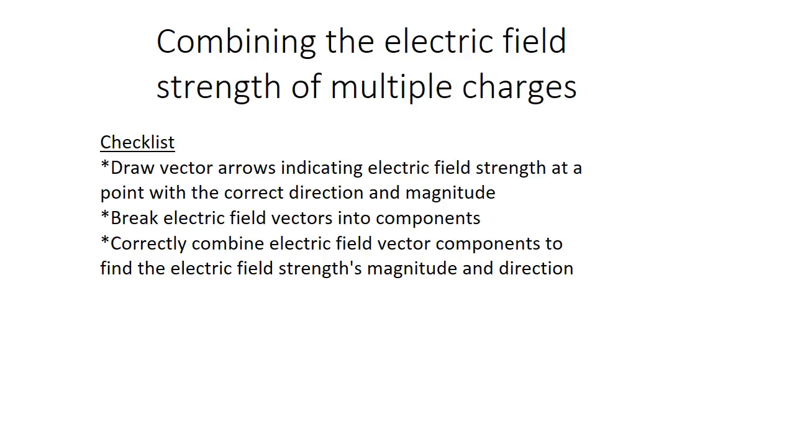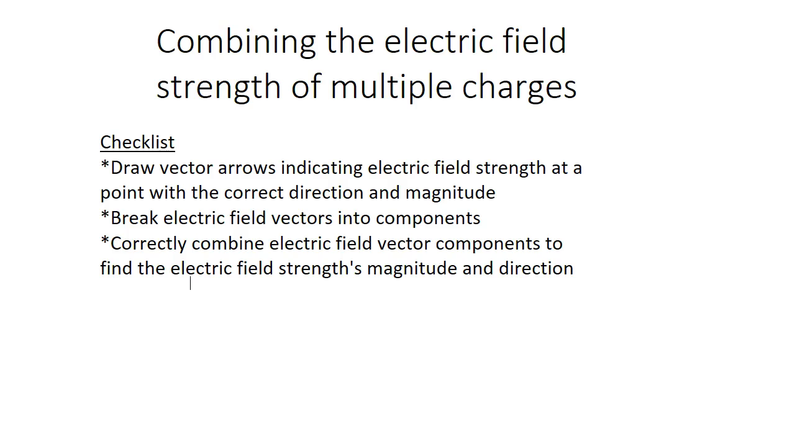This video is a walkthrough for combining the electric field strength of multiple charge questions. By the end of this video, you should have picked up the following skills in order to solve these kinds of problems. You should be able to draw vector arrows indicating electric field strength at a point with the correct direction and magnitude. You should be able to break electric field vectors into components. You should be able to correctly combine electric field vector components to find the electric field strength's magnitude and direction.